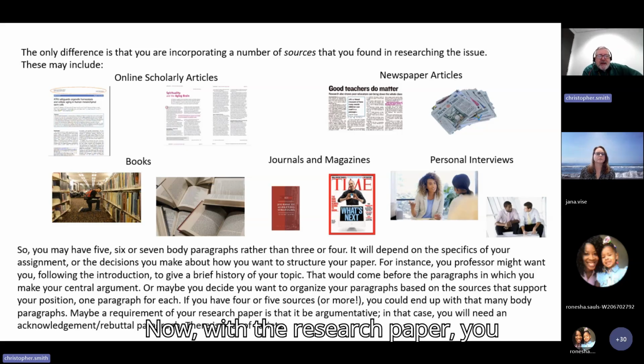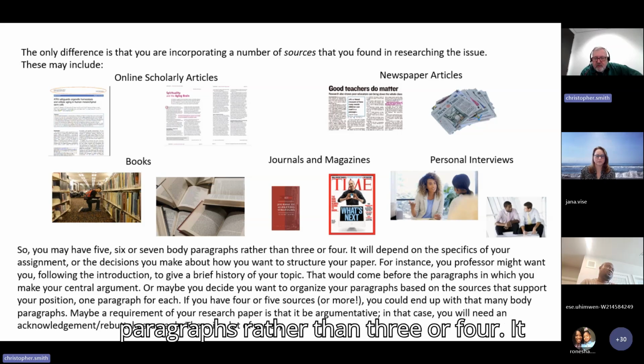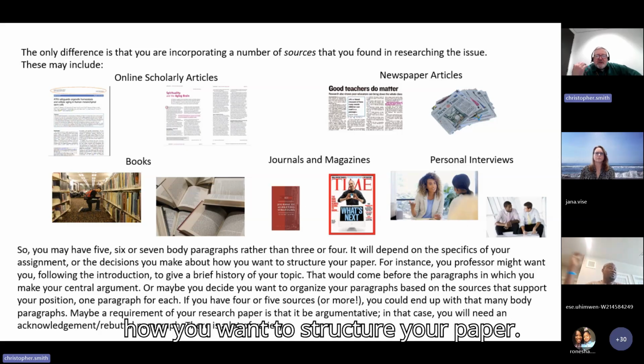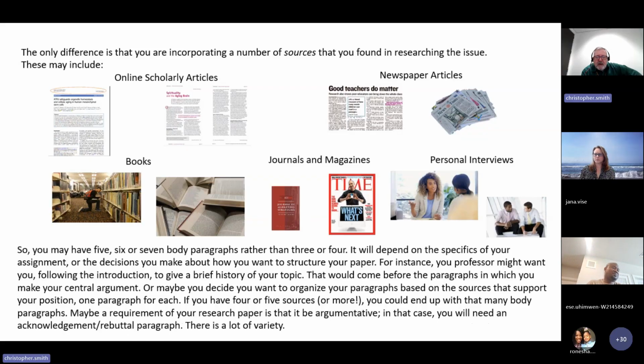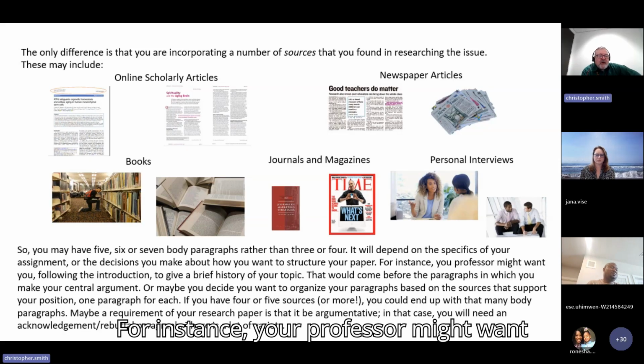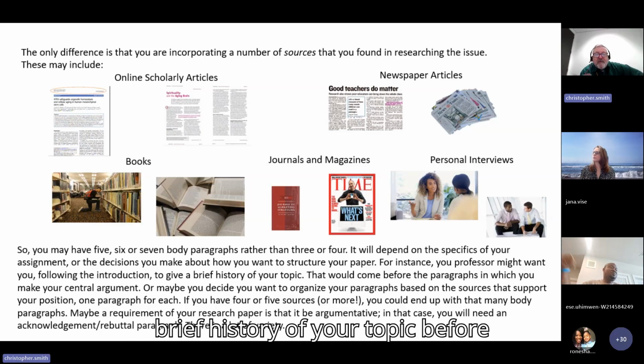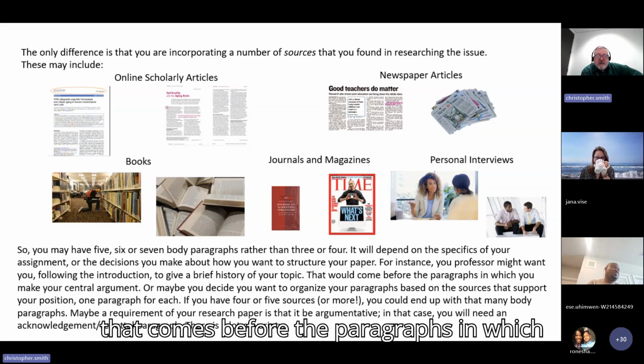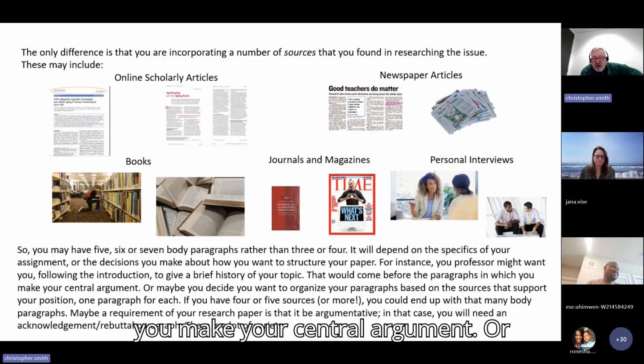Now, with the research paper, you might have 5 or 6 or 7 body paragraphs rather than 3 or 4. It really does depend on the specifics of the assignment or the decision about how you want to structure your paper. For instance, your professor might want you, following the introduction, to give a brief history of your topic before getting into your argument. Okay, well, that comes before the paragraphs in which you make your central argument.